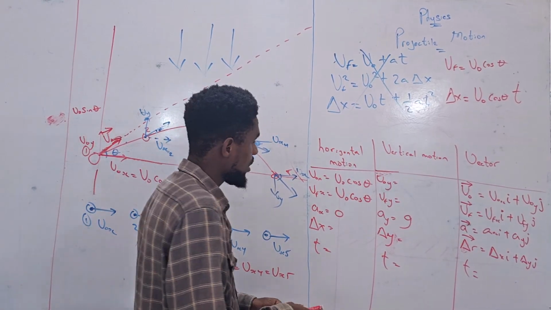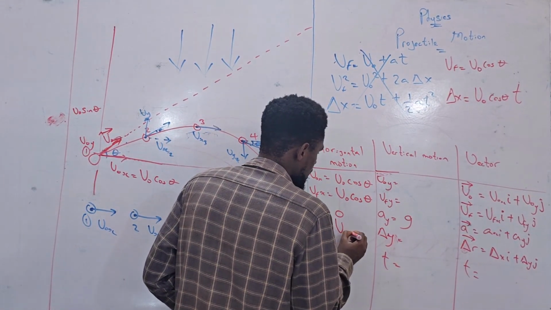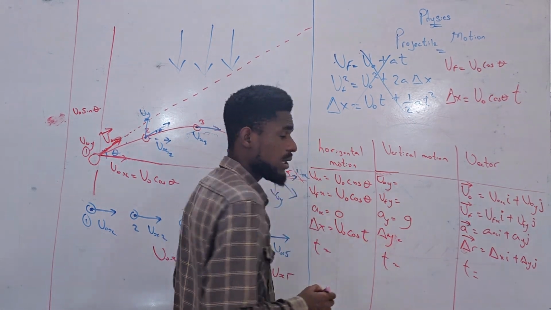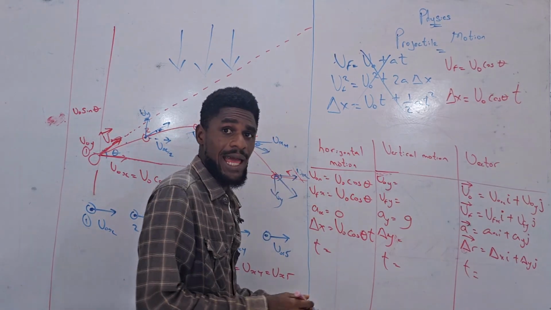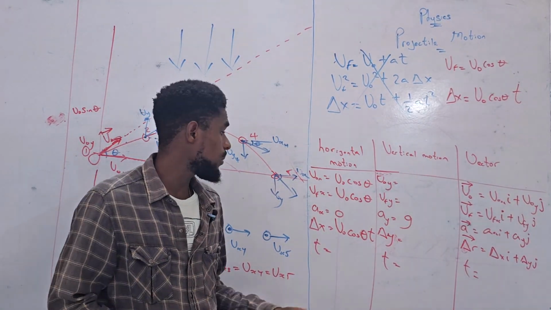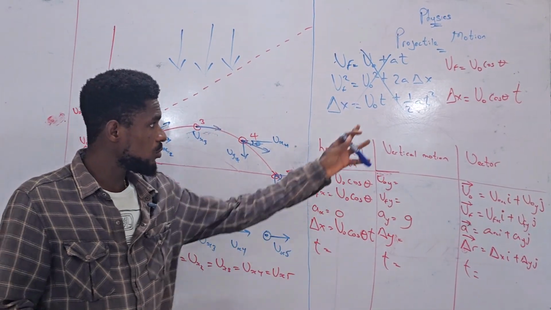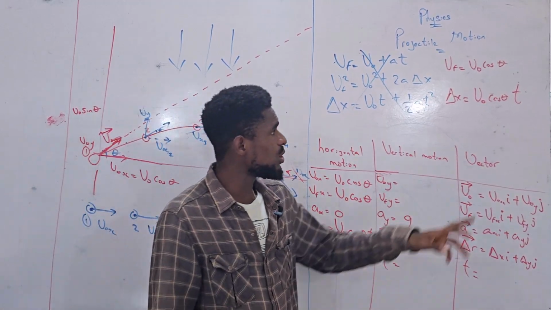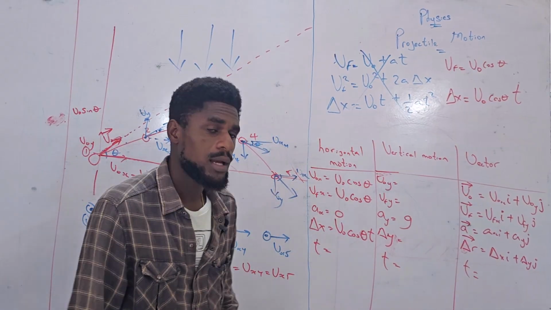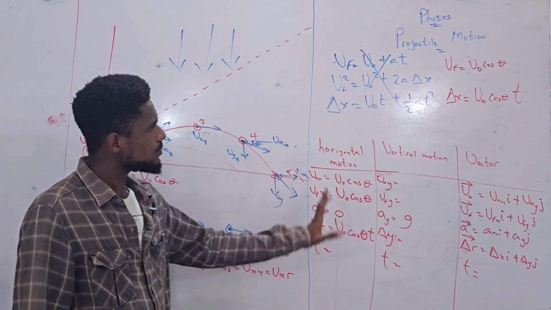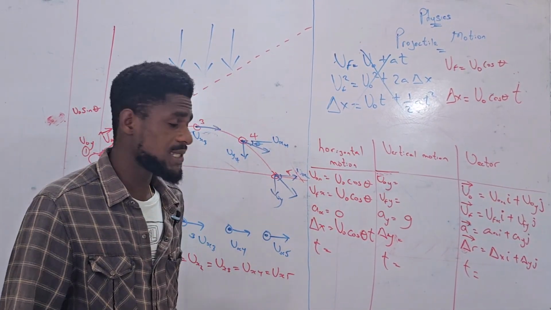What is delta x? Delta x is simply equal to V naught cos theta times t, and then time. So time is time. So we find time using our equation. Basically, they'll give us any 2 or any 3, and then we use that to find time. All right, I hope this makes perfect sense.